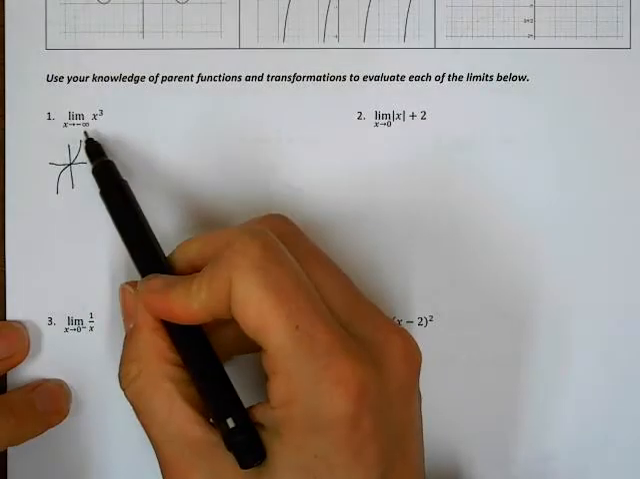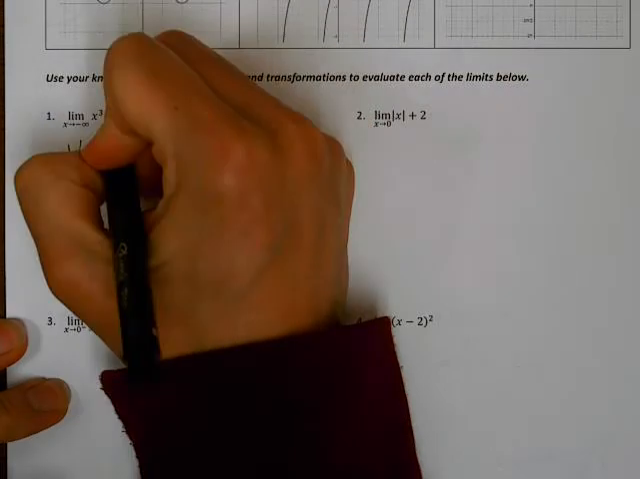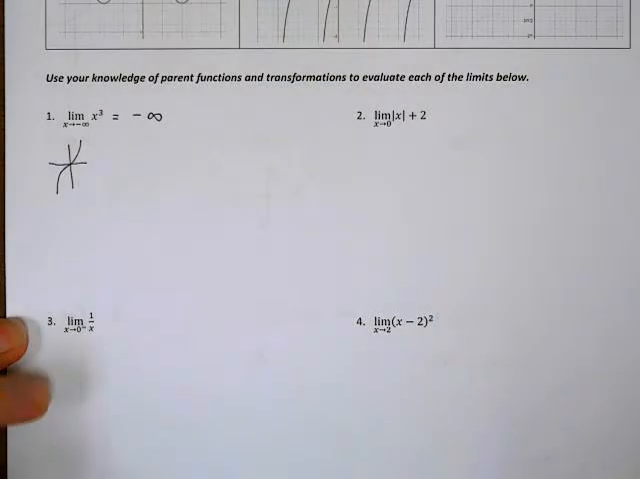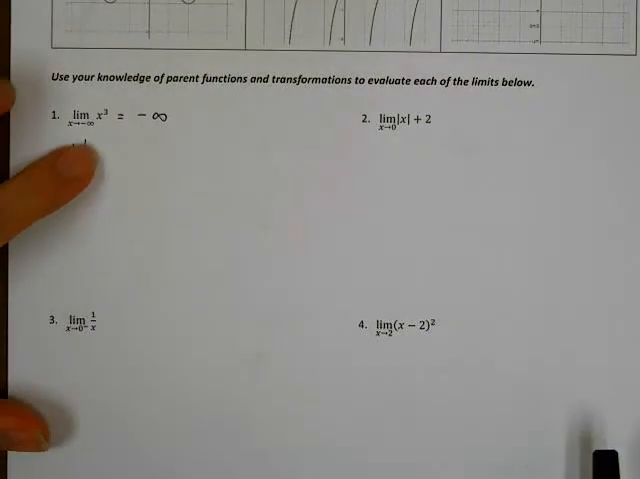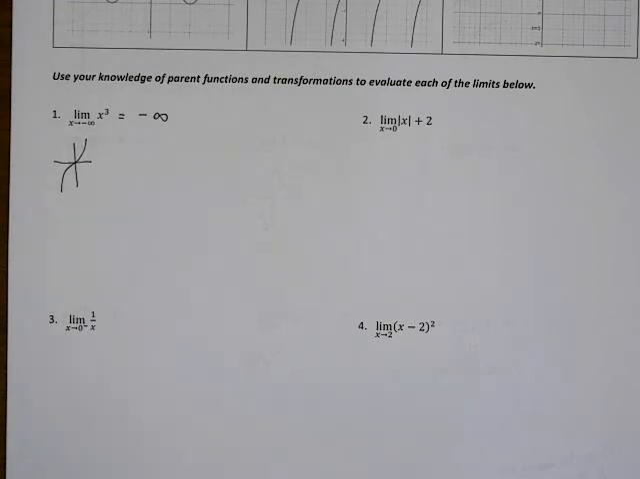So then it's very easy for me to think, well, as I approach negative infinity, that limit is going to be negative infinity as well. So by knowing the basic shape of that graph, I could answer that question really quickly.